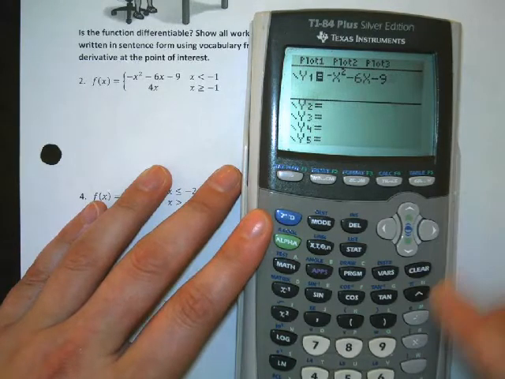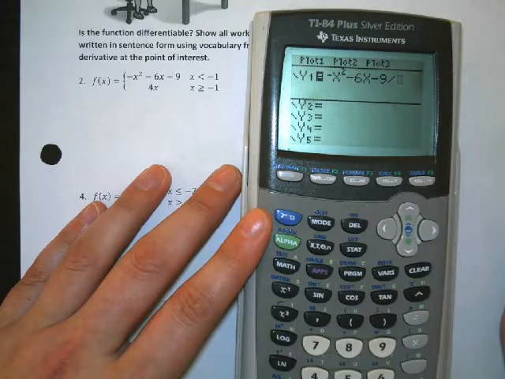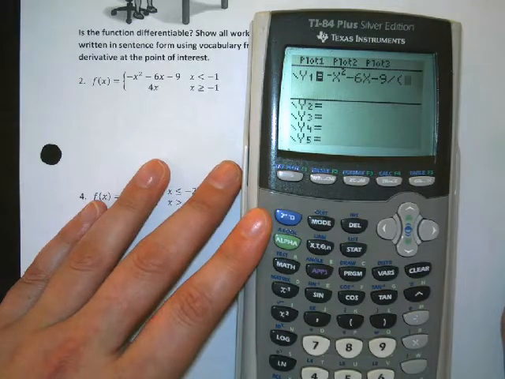All right? So hit the divide by button so you can get a slash in there. And then put a parenthesis. We are about to put the limited domain in. Okay? We're going to tell the calculator only use this function if the x is less than -1. Does that make sense? Okay.